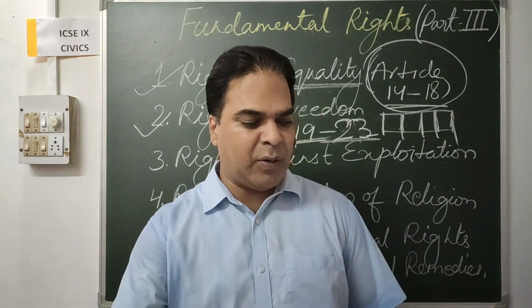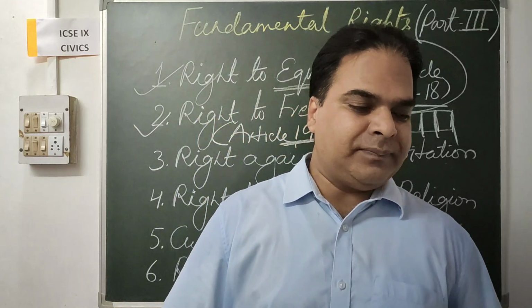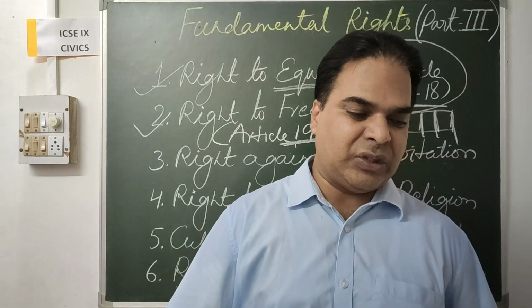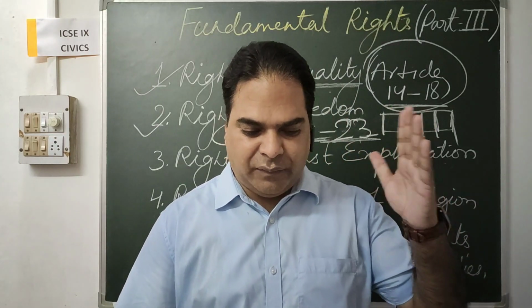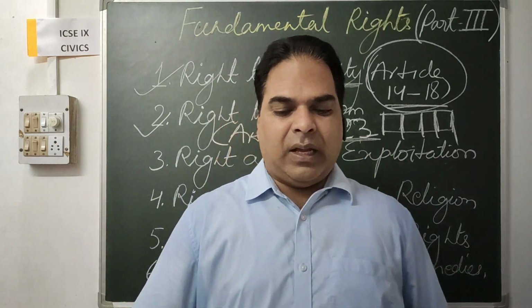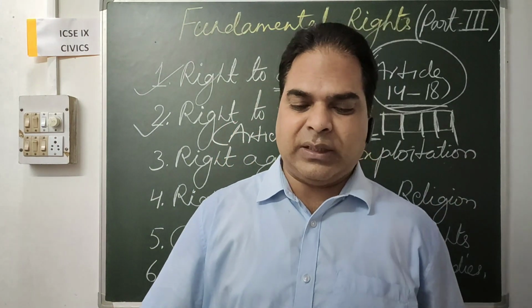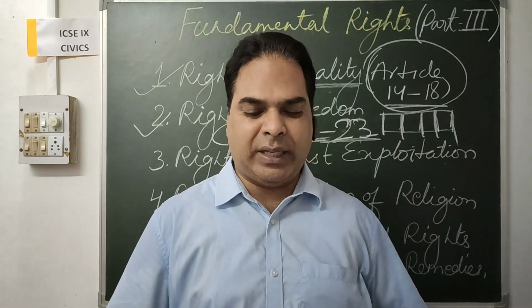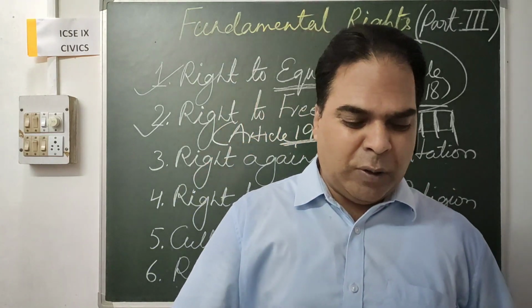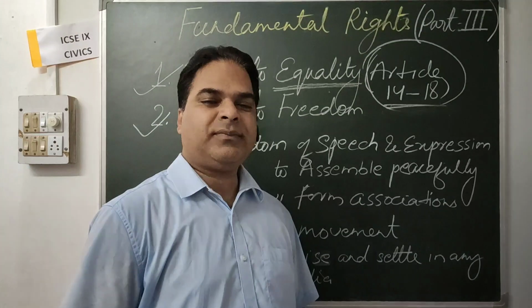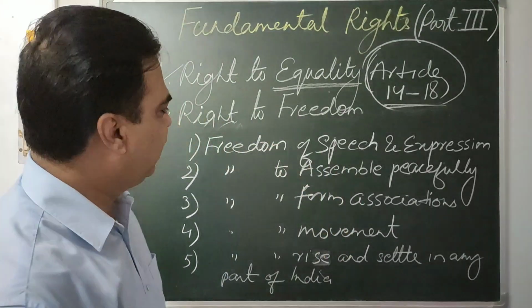So, number 1, Article number 19, freedom. That means fundamental freedoms of citizens. We have been given 6 freedoms. Article number 19 only deals with 6 fundamental freedoms. Apart from that, other freedoms are also there, but these 6 freedoms we need to know. Just let me write it on the board. Okay, I've written it over here.